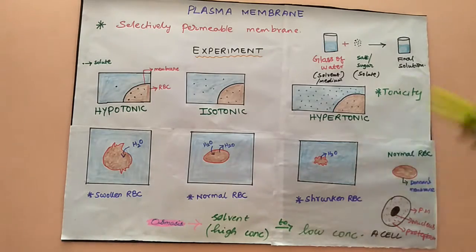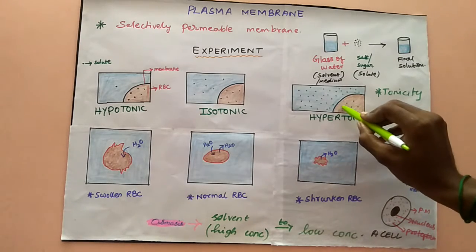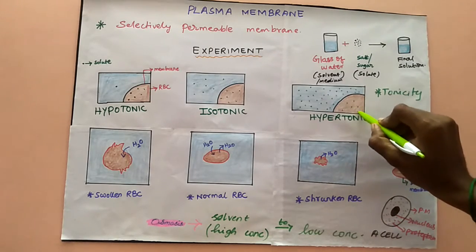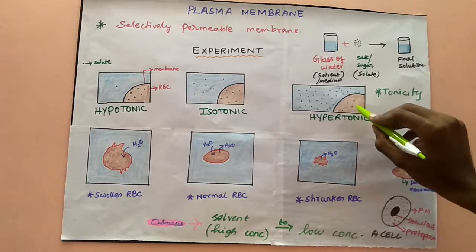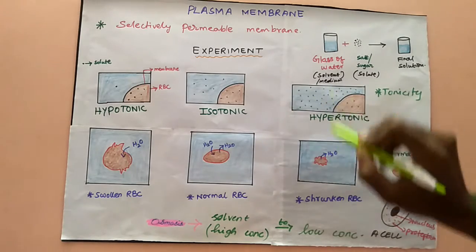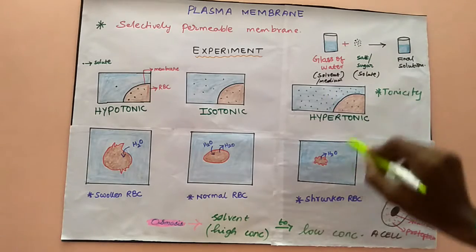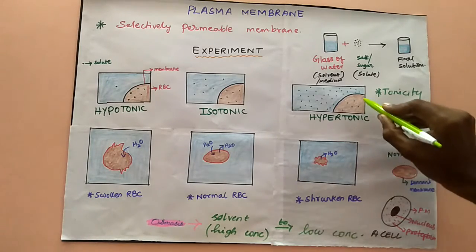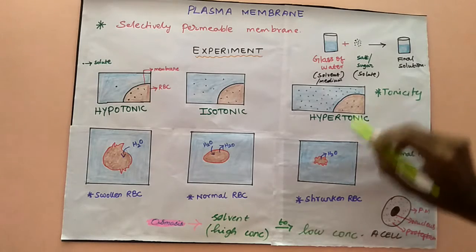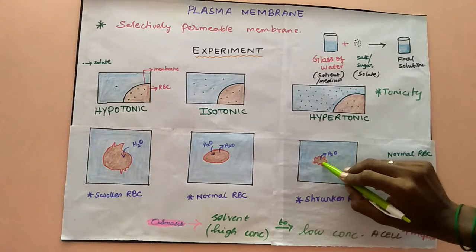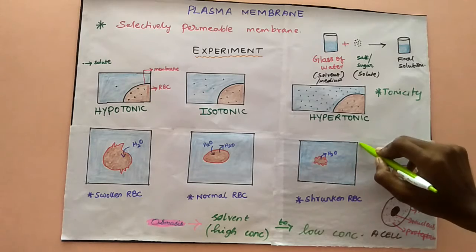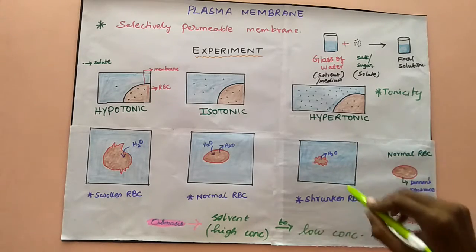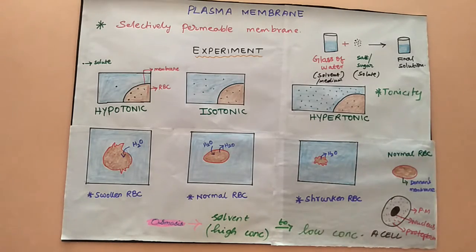The third one is the hypertonic media. Here you can see the solvent concentration is much higher inside the RBC compared to the outside, but the solute concentration is much lesser in the RBC and higher outside. Osmosis means the solvent moves from higher concentration to lower concentration through a semi-permeable membrane. So the solvent concentration is much higher in the RBC, and as a result water comes out of the RBC to the outside. After attaining the equilibrium position, you can see the RBC in a shrunken position. So this is about hypotonic, isotonic and hypertonic.